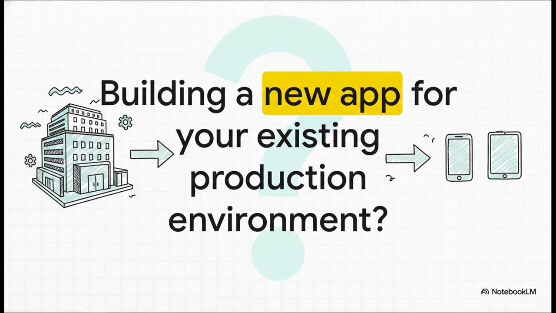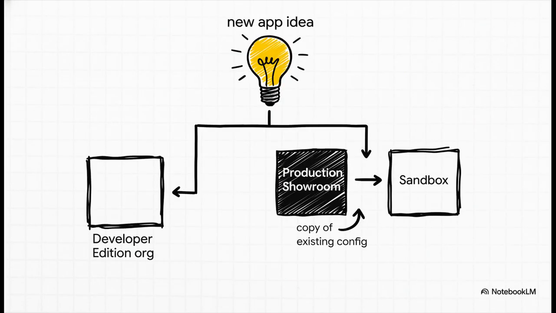All right, next up. Let's say you already have a Salesforce org. You know, a showroom that's up and running your business, and now you want to build a brand new app just for that org. So you've got two great options here. You could start in a totally separate Developer Edition org, just to quickly mock up the basic idea. Or, and this is usually the better choice, you can create a sandbox from your production org. A sandbox is often the way to go because it perfectly mirrors the customizations you already have, which guarantees your new app will be compatible from day one.